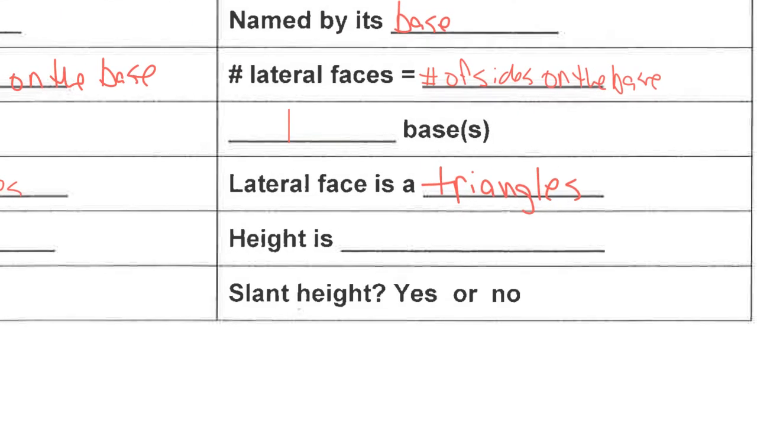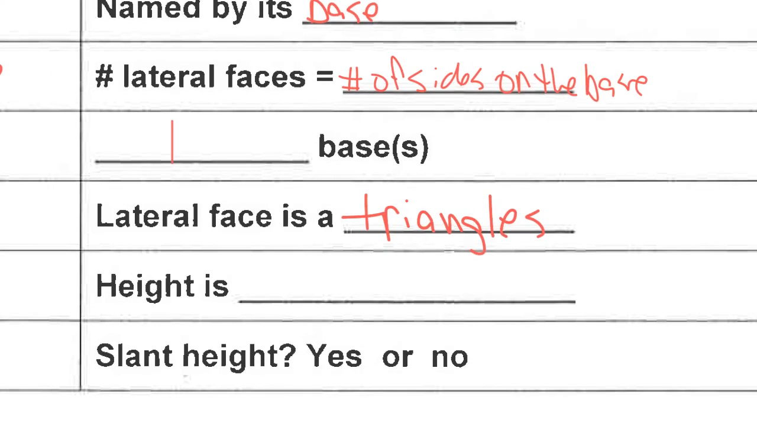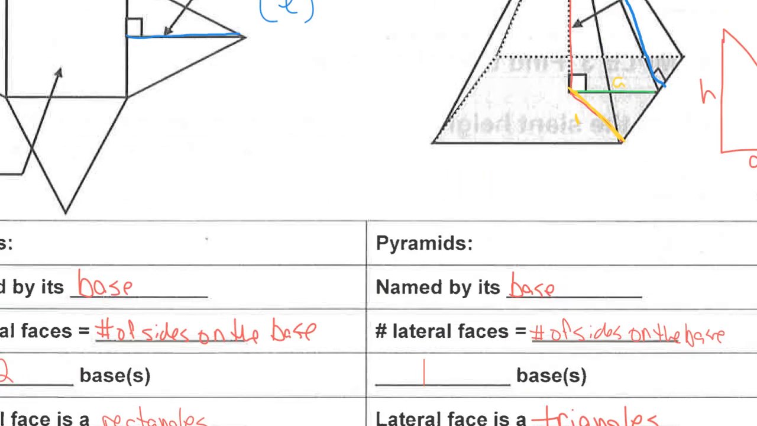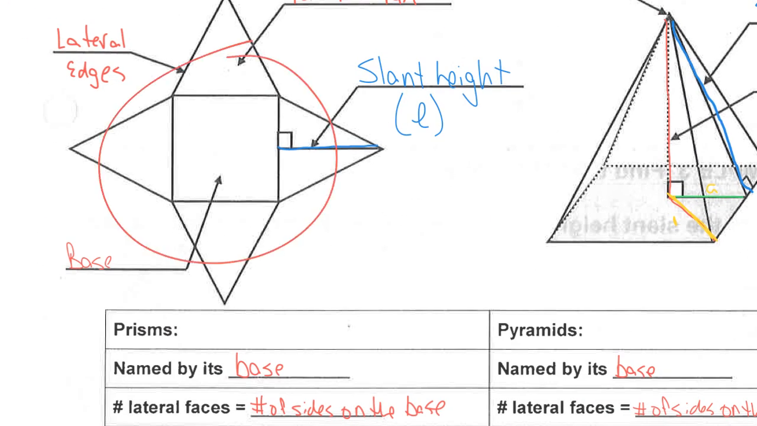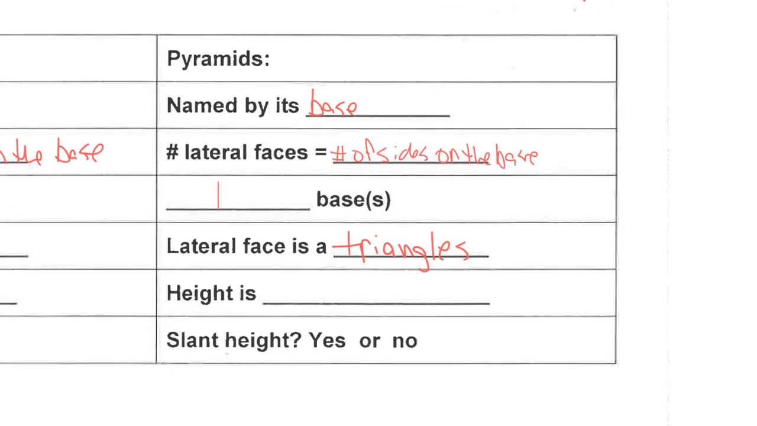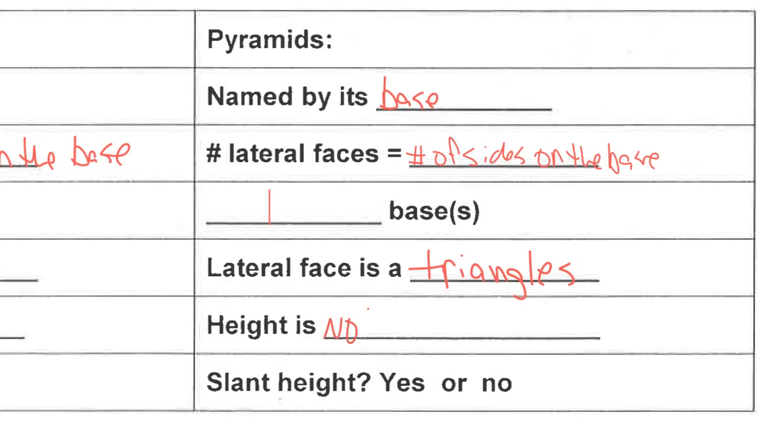The height on the pyramid, though, is not visible on the net because it's all folded out. If you look at this net right here, you can't tell the height on it because it hasn't been put together. So I'm just going to put "not visible on net." That looks terrible. On net.